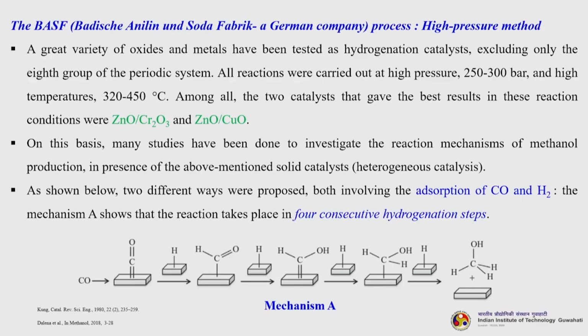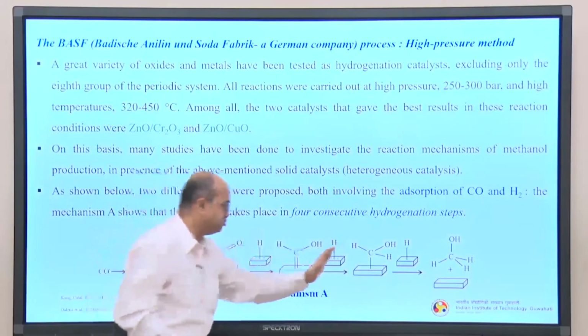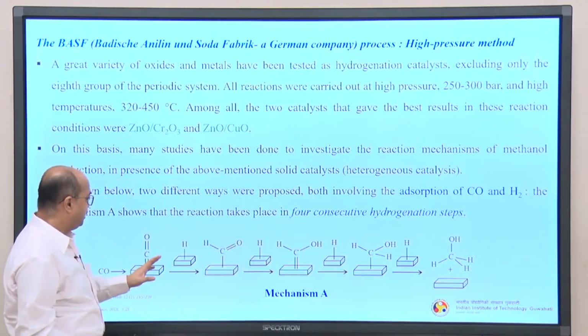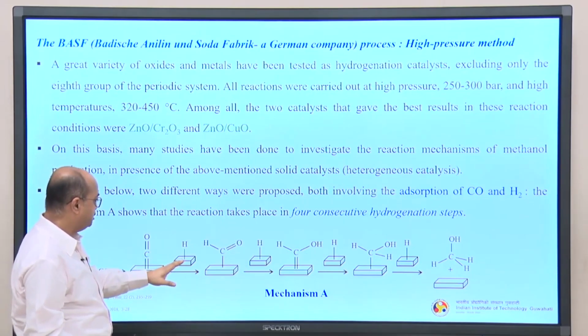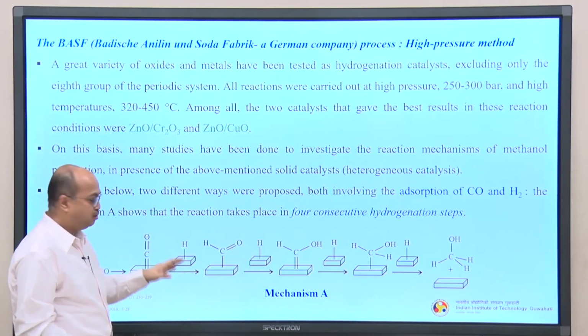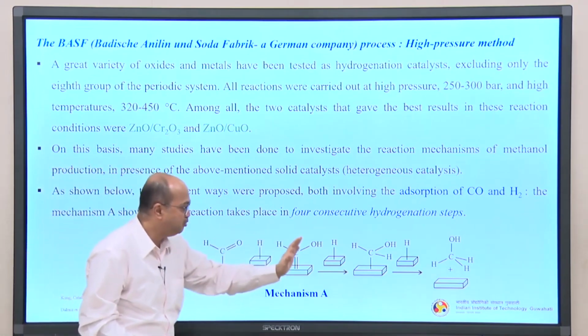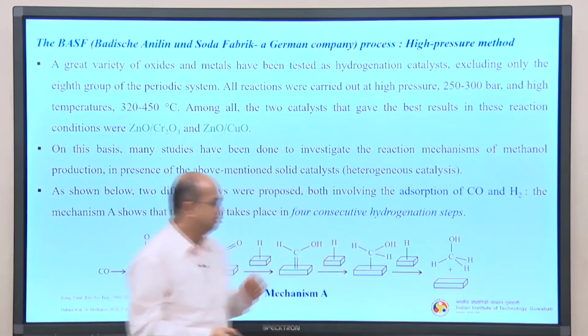So, as shown below, two different ways are proposed, both involving the adsorption of carbon monoxide and hydrogen on the surface of the catalyst. So, this is the mechanism A and the second one is shown in the next slide. Mechanism A shows that the reaction takes place in 4 consecutive hydrogenation steps. You understand that this is the surface of the catalyst, right. Carbon monoxide, then hydrogen is getting attached or adsorbed on the surface of the catalyst. So, in 4 subsequent steps, you get here methanol.